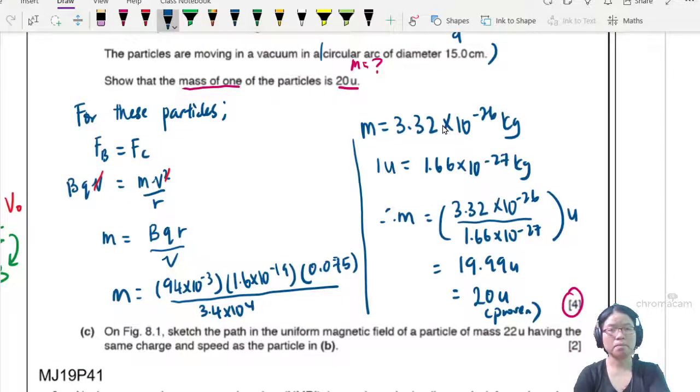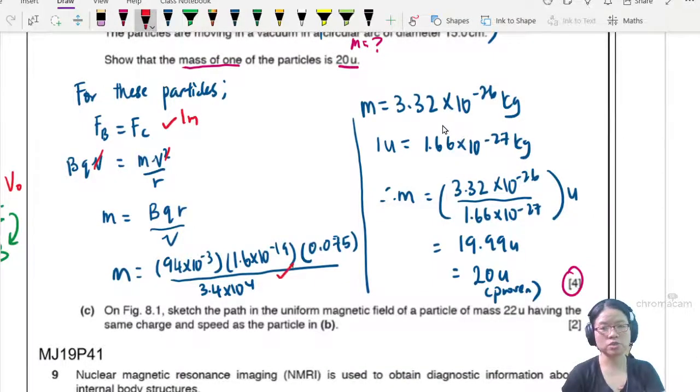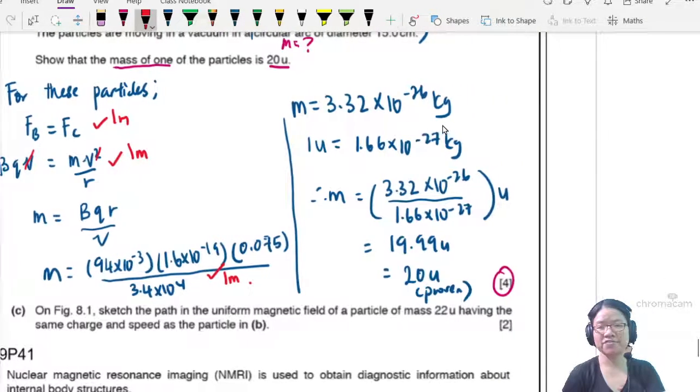Okay, where are the marks? First mark, magnetic force is equal to centripetal force. Here is 1 mark. Either you write in a sentence, which is always better, or at least you write in an equation. Okay, you rearranging and substituting here is 1 mark. BQV is mv squared over r is 1 mark. And final answer by division, this step is 1 mark.